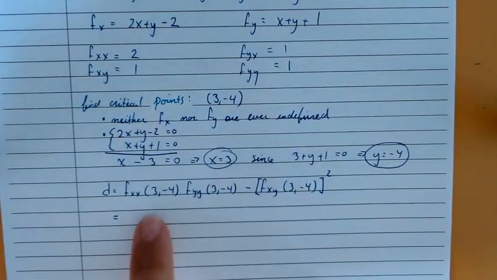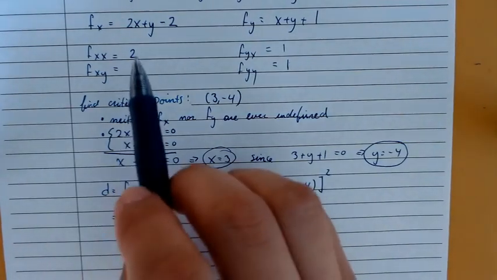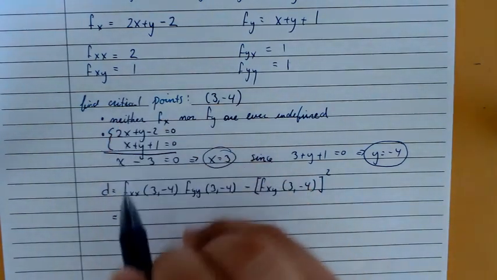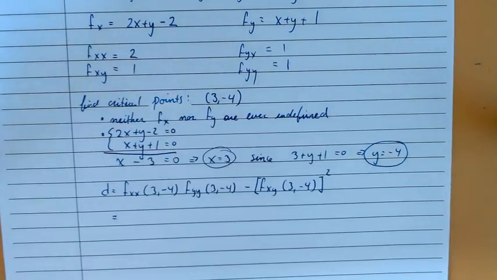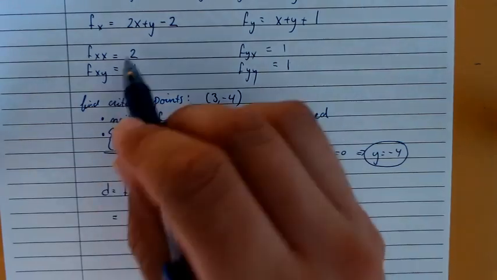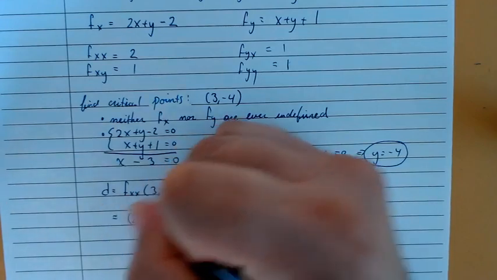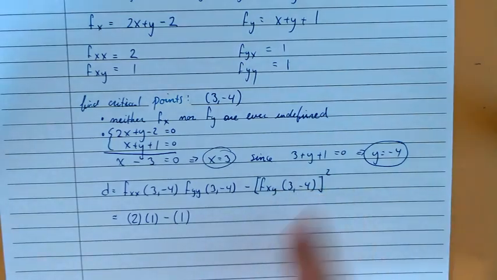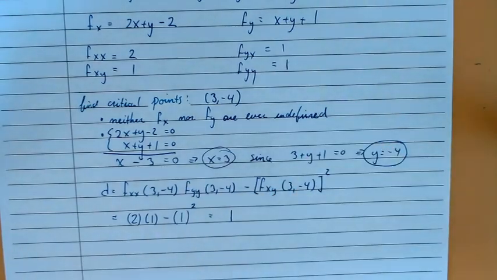All right, so let's see. Note that in this case, all of these are constants. So here we'll just use the constants. If they were not constants, of course, you would just plug in those values, the 3 and the negative 4. If this was 2x, well, you'd plug in your 3. If it was 2x plus y, well, then you'd plug in your 3 and your negative 4. But here, since they're constants, there's nothing to plug in. So f sub x is going to be 2. f sub y is equal to 1. So 2 times 1, minus f sub xy, that's also equal to 1, and that second term is squared. So that'll give us 2 minus 1, which is 1. All right, so it looks like we have a value of D which is 1.